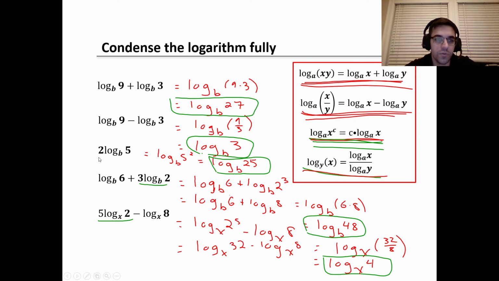In our third example, we have a 2 coefficient, so I can make that 2 the exponent on our 5. So this would be log base b of 5 to the power of 2, which would be log base b of 25.